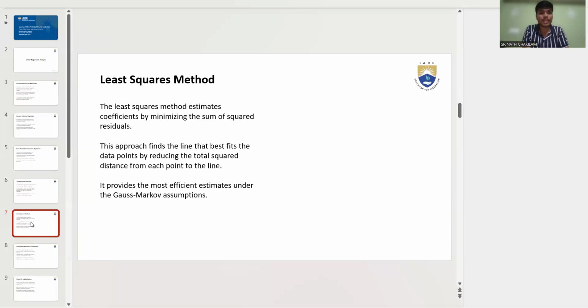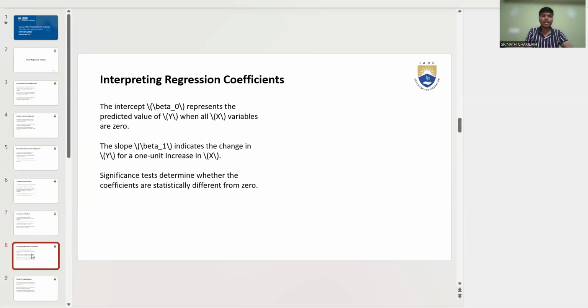The least squares method estimates coefficients by minimizing the sum of squared residuals. This approach finds the line that best fits the data points by reducing the total squared distance from each point to the line. It provides the most efficient estimates under the Gauss-Markov assumptions. This is the least squares method. And next one is interpreting regression coefficients.